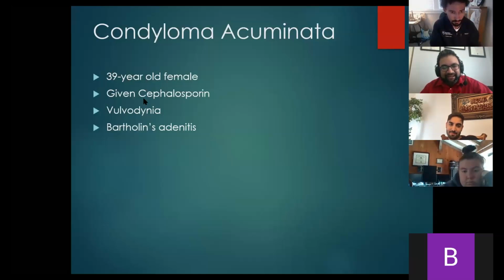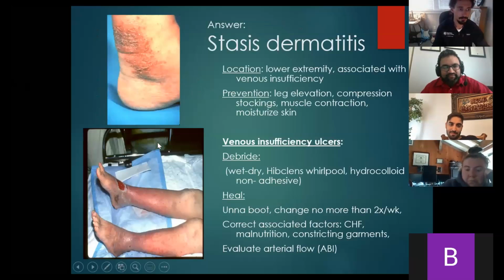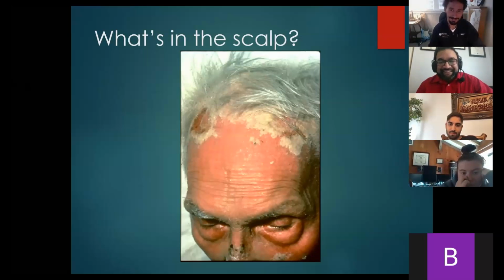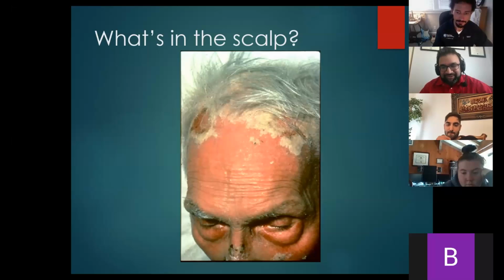Bartholin's adenitis. Adenitis, what is that? Inflammation of a gland. Very good. Raven said also inflammation of a gland. Good, Raven, as well.